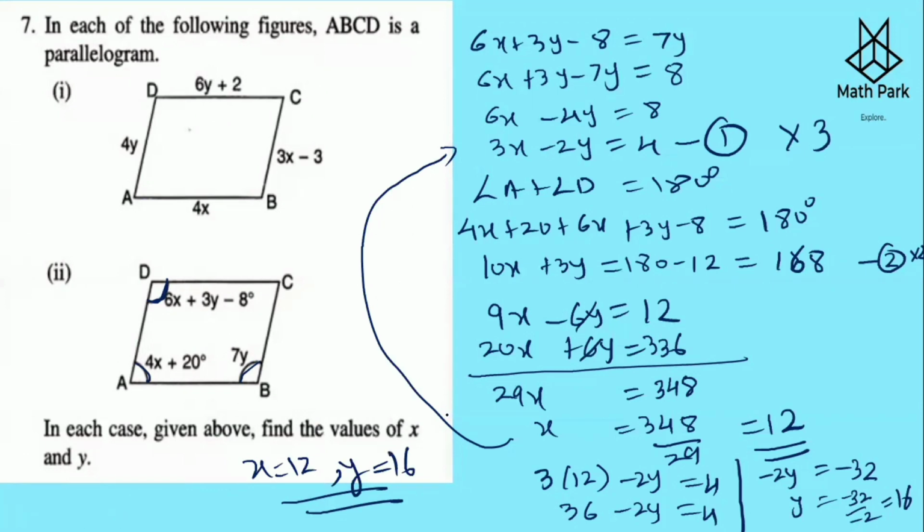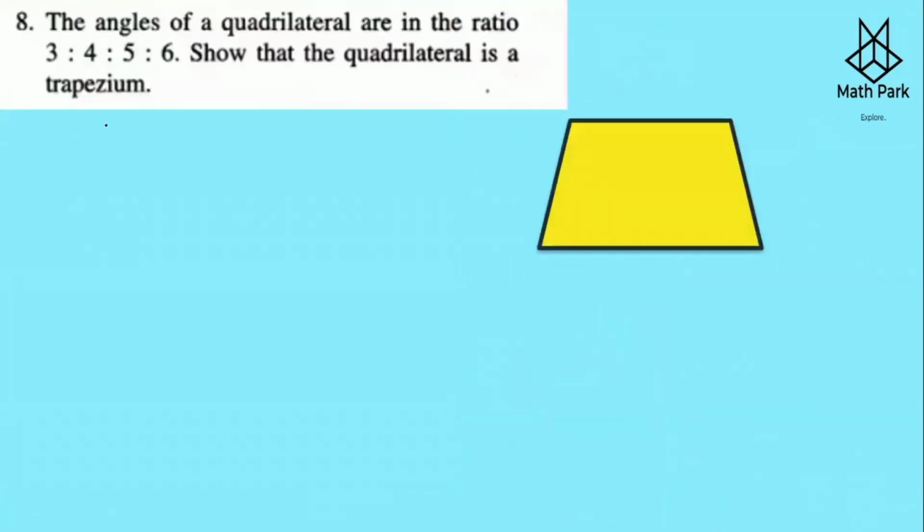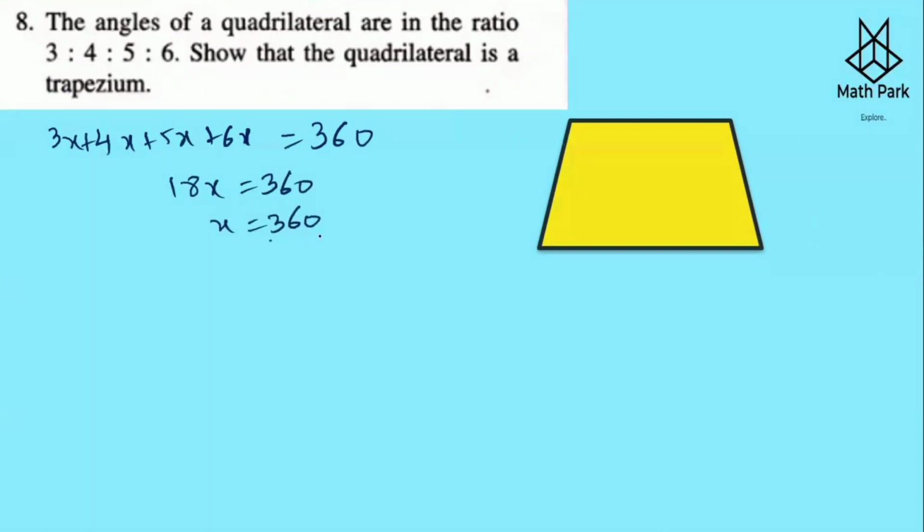part. Question 8. The angles of a quadrilateral are in the ratio 3:4:5:6. Show that the quadrilateral is a trapezium. So let us take the angles as 3x, 4x, 5x and 6x, and we know that it is a quadrilateral, so the sum of the angles is 360 degree. So we get 3 plus 4 is 7, plus 5 is 12, plus 6 is 18x is equal to 360. So we get x is equal to 360 divided by 18, which is 20.